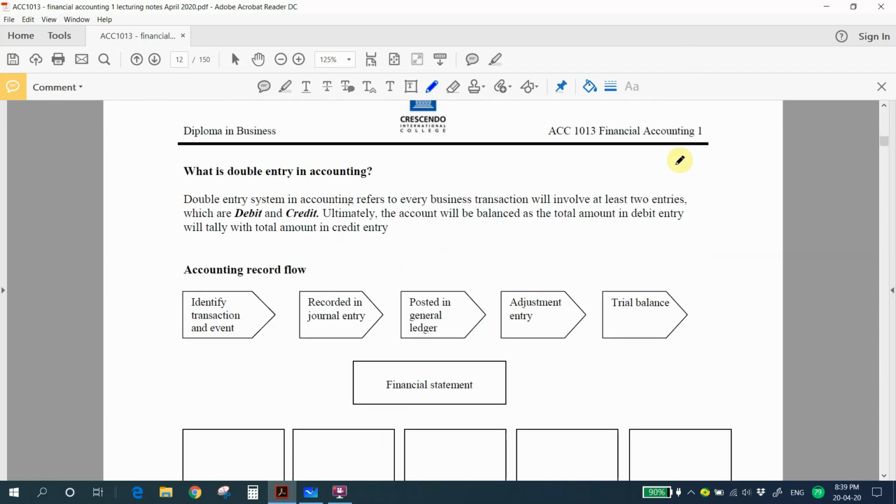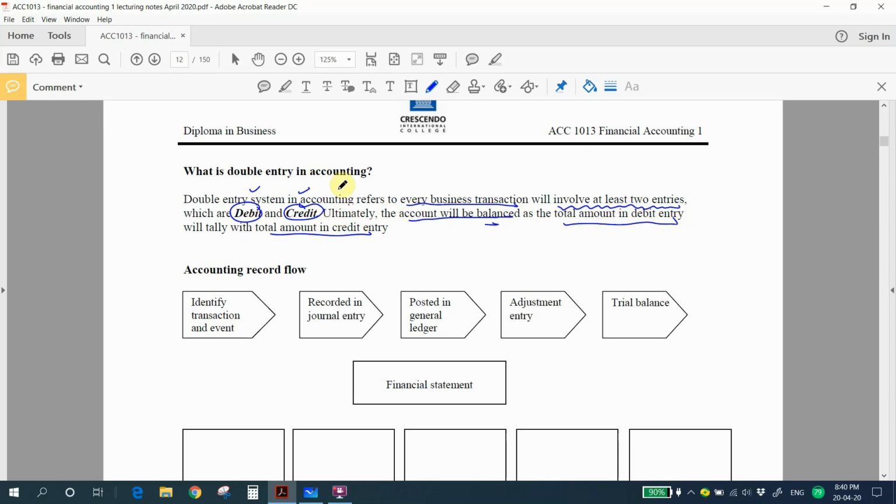So this is a very important chapter, and I hope that you can pay more attention in this chapter, because this chapter explains the most important concept in accounting: double entry. So what is double entry? Double entry system in accounting refers to every business transaction involving at least two entries, and these two entries we can use debit and credit to present, and ultimately the account will be balanced as the total amount of the debit side will tally with the credit side.